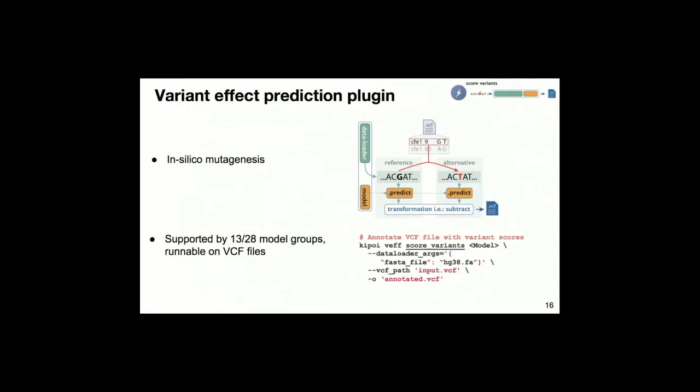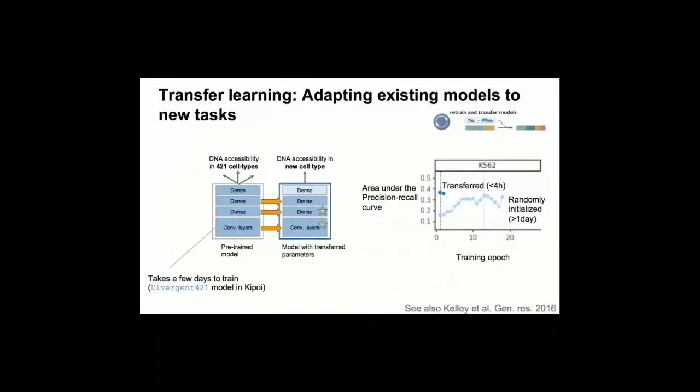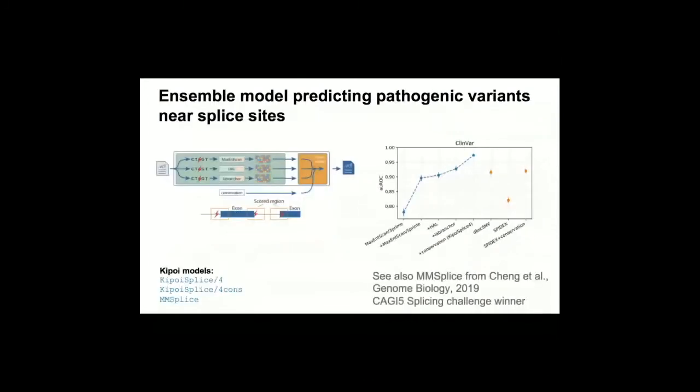This can be achieved in a quite generic way by leveraging KIPI's variant effect plugin. For modelers, transfer learning is an appreciable application whereby new models can be quickly built starting from related KIPI pre-trained models. Last but not least, building ensemble models, for instance, to score variance by combining existing models can be quickly done thanks to KIPI standardized data loaders.